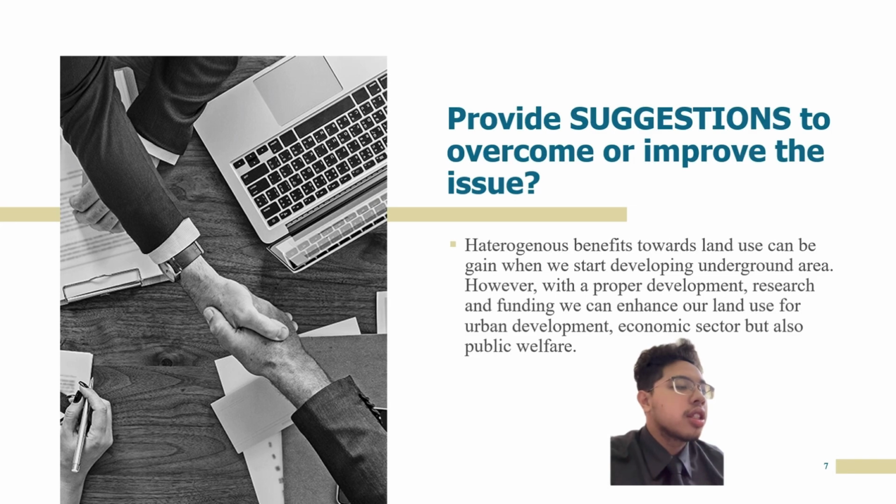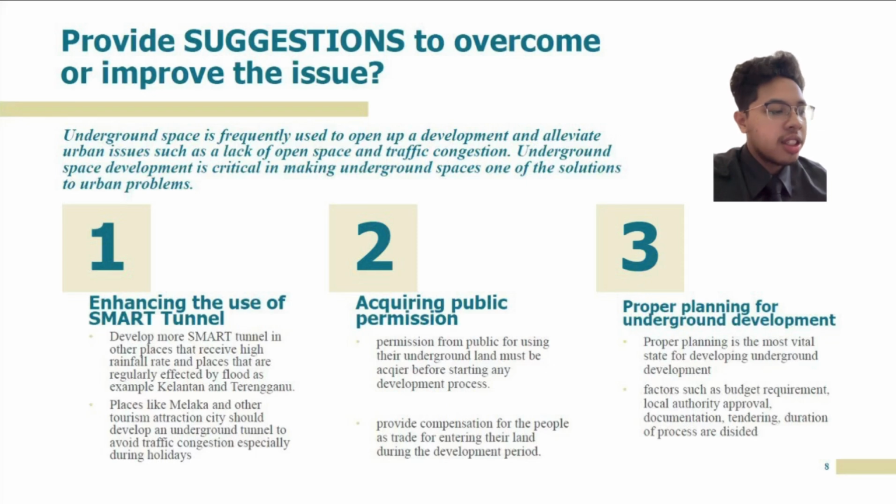These are the suggestions to overcome or improve the issue. Firstly, enhancing the use of smart tunnels. We can develop more smart tunnels in other places that receive high rainfall rates and places that are regularly affected by flood, for example Kelantan and Terengganu. Places like Melaka and other tourism attractions could develop an underground tunnel to avoid traffic congestion, especially during holidays.